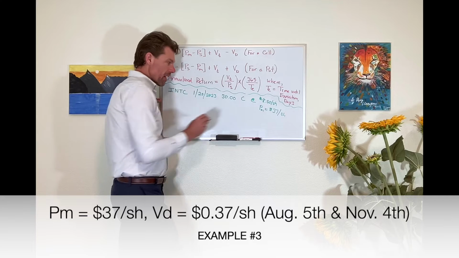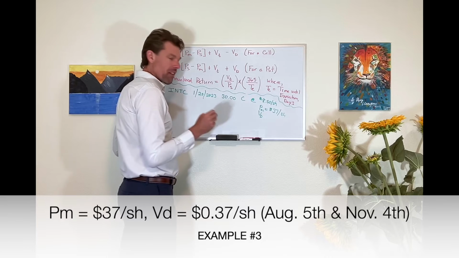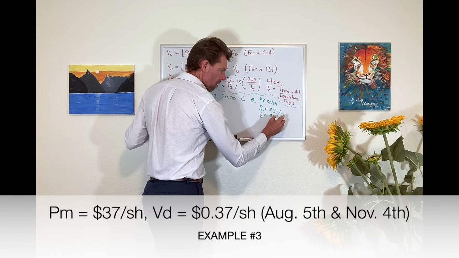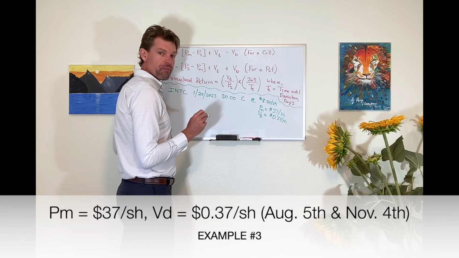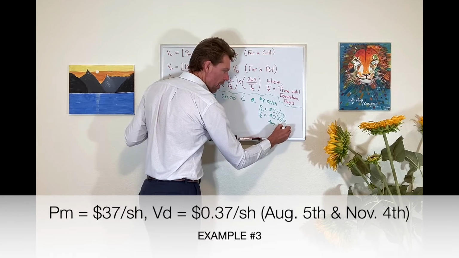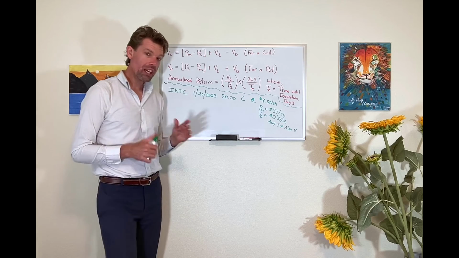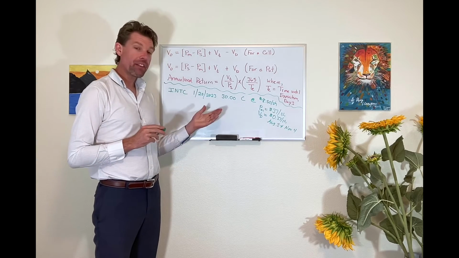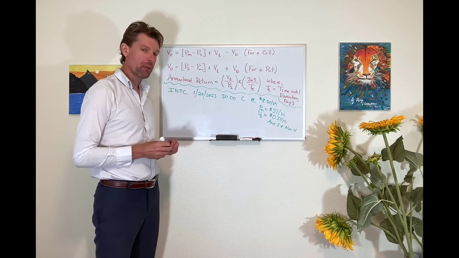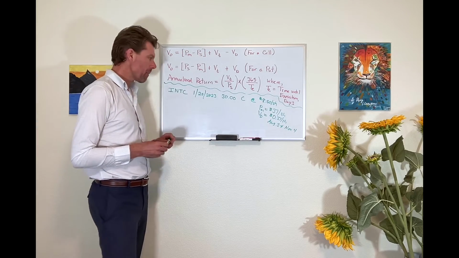And Intel does pay dividends, so its dividend value is 37 cents, payable on August 5th and November 4th. So in total, it's actually going to end up paying 74 cents in dividends between today and the expiration date on January 20, 2023.